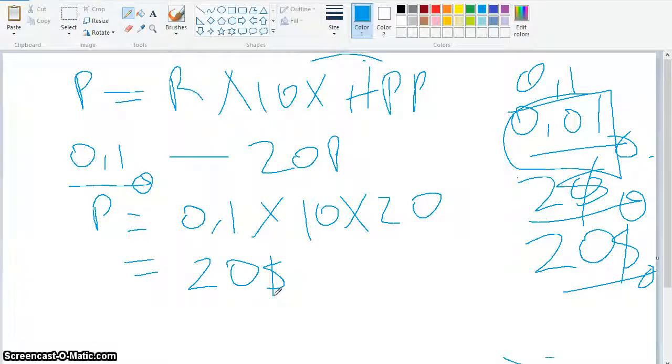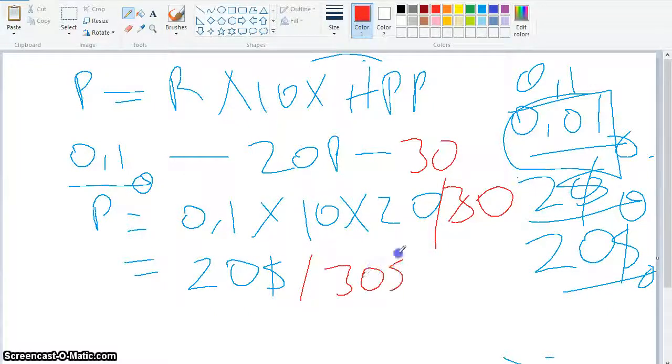And then again, let's do another example. Let's say now you're going for 30 pips. It will be the same thing, just that you will have 30 here instead of 20. And then your profit will be $30. And then again, let's do another example. Let's say you are going for 5 pips. Then it will just be a 5 here instead of 20, and your profit also will be $5.